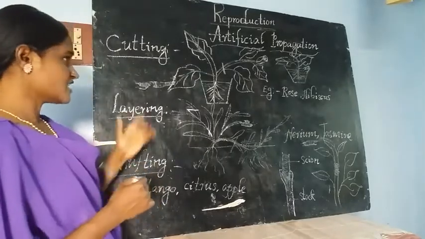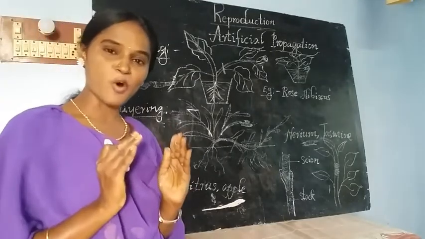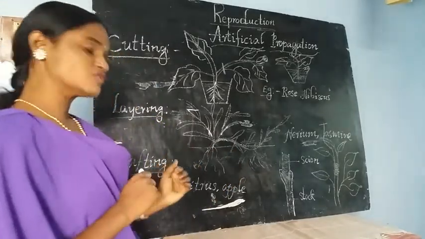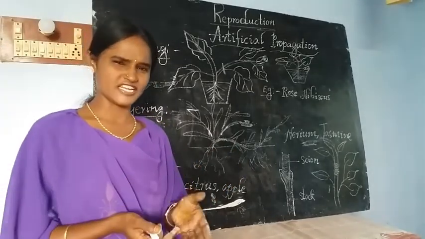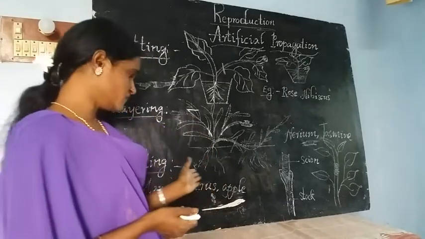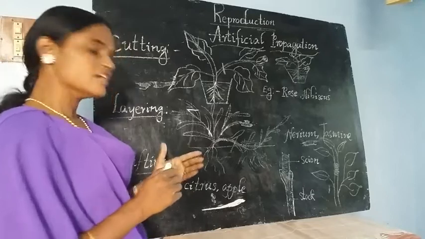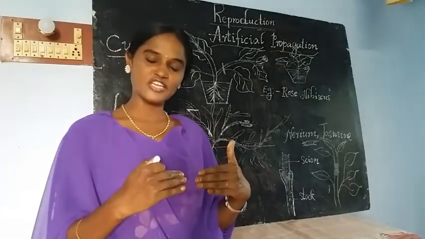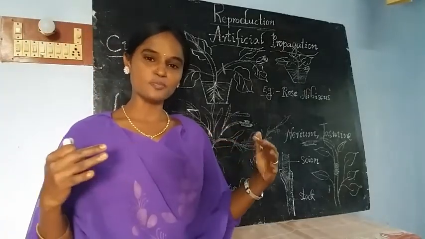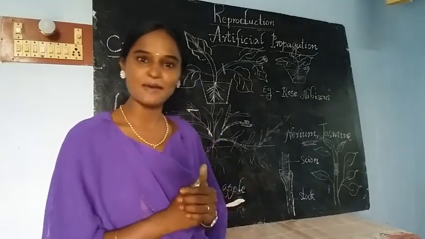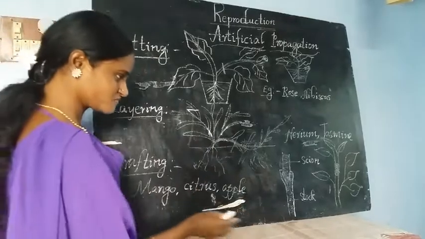Next, in this artificial propagation, the important process is grafting. Many people know about grafting. From ancient days onwards, we people have been following the grafting process. Here, we are going to make two plants grow together like a single plant. How does it happen? See here, children.